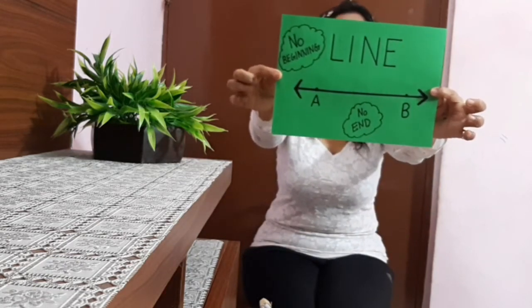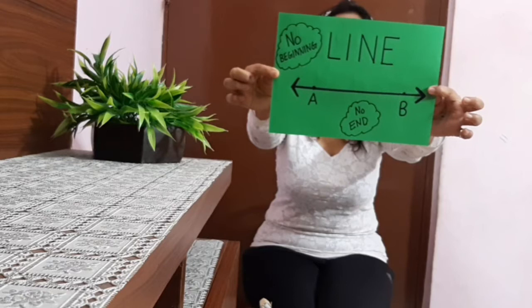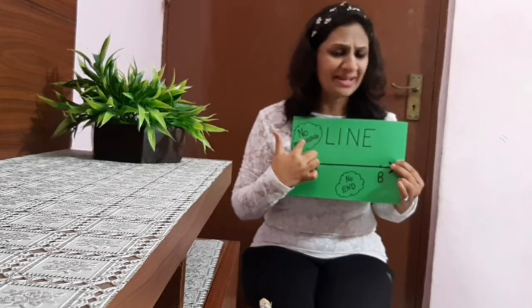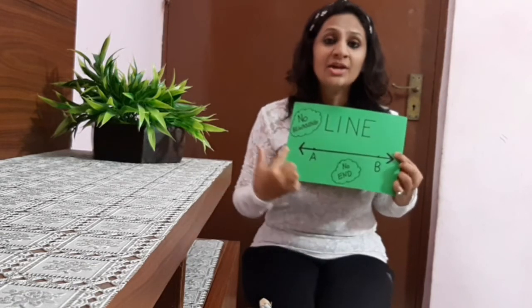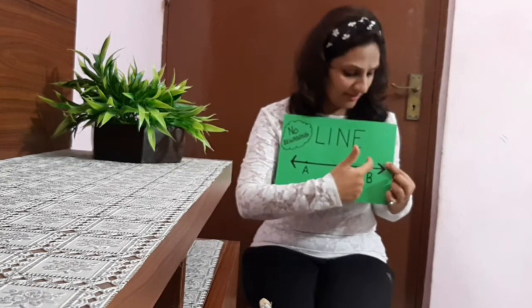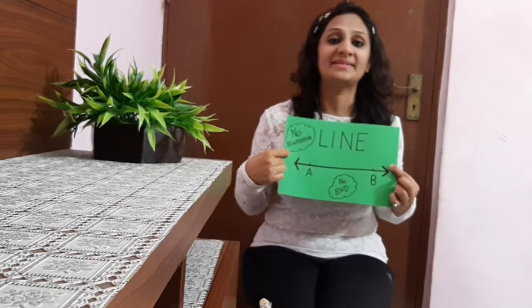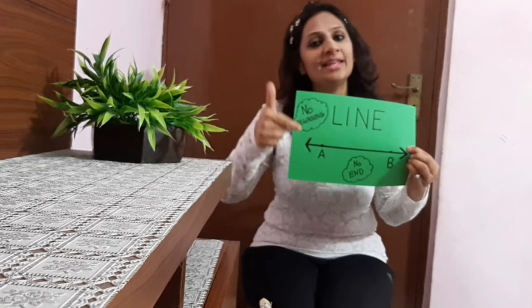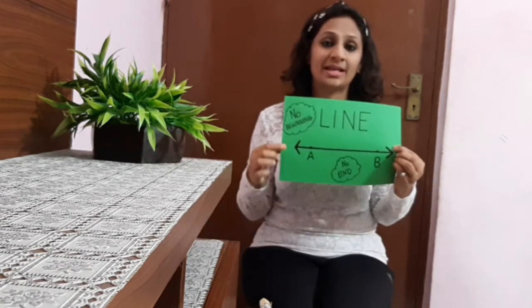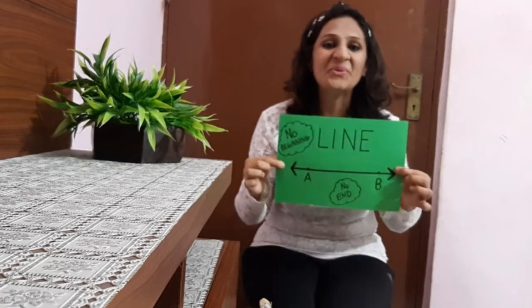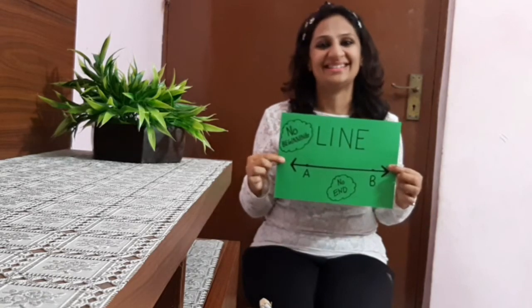A line is a collection of points going endlessly in both directions along a straight path. It has no beginning, no end. So students, you can see that when we represent a line, we show two arrows at the ends. These arrows show that it goes endlessly in both directions. So students, can we measure a line? No, we can't measure a line.